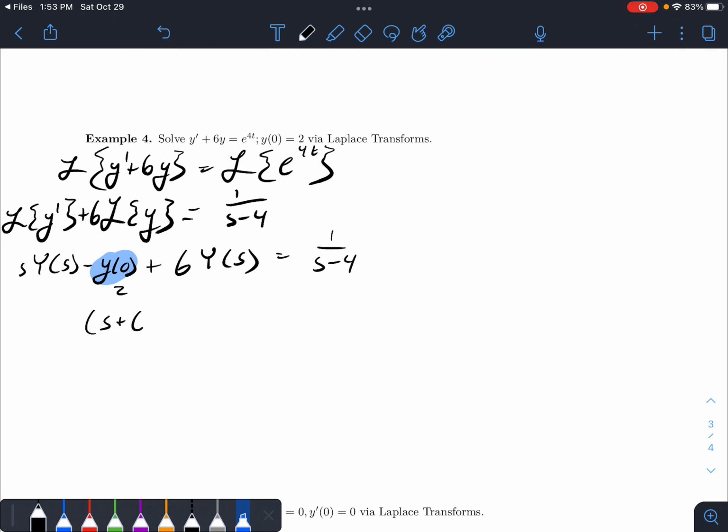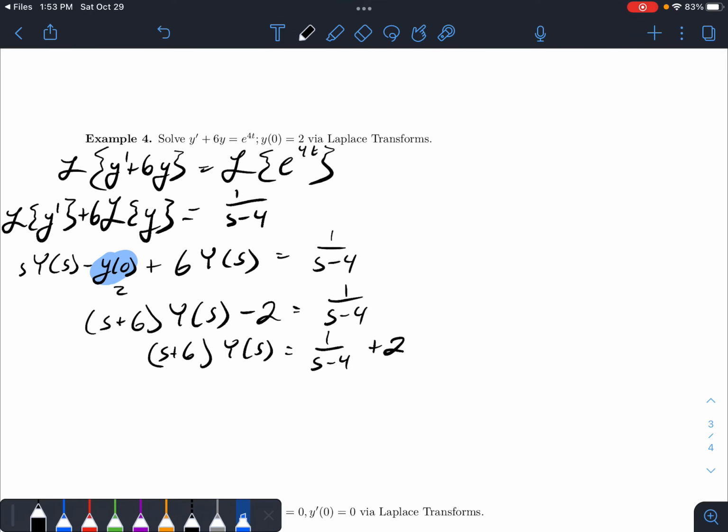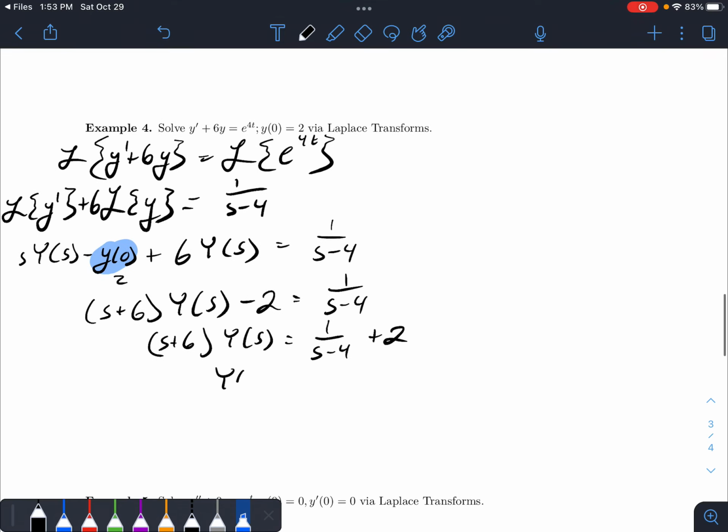Okay, this and this, I could just factor out a capital Y of s, and I get (s + 6) times Y(s) minus 2 equals 1 over s minus 4. So (s + 6) times capital Y is equal to 1 over s minus 4 plus 2. Divide by s plus 6.